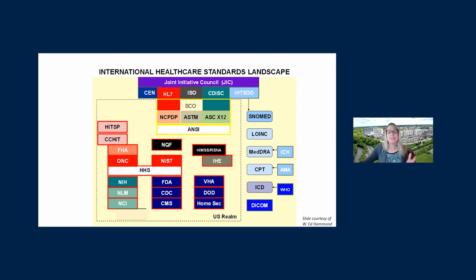We have HL7, which is healthcare standards. CDISC is research standards. ISO and European Standards Development Organizations are there. And there's an attempt to sort of pull them together with this Joint Initiative Council. But, you know, it's a challenge, right? And so the people are coming at this from all different angles. So there's some complexity there.